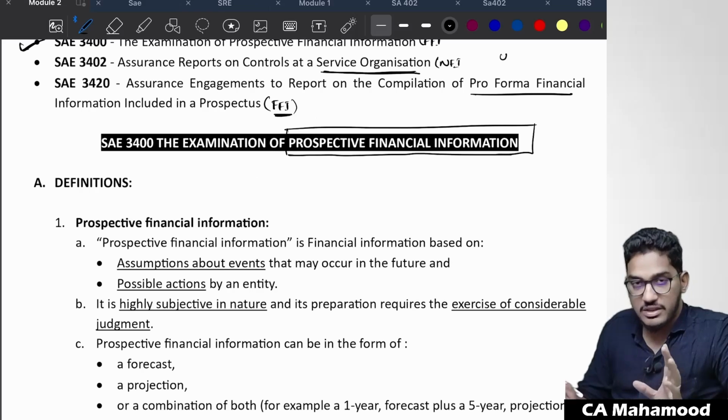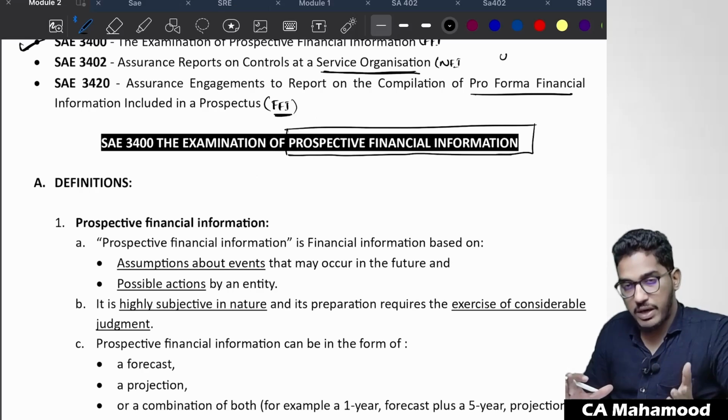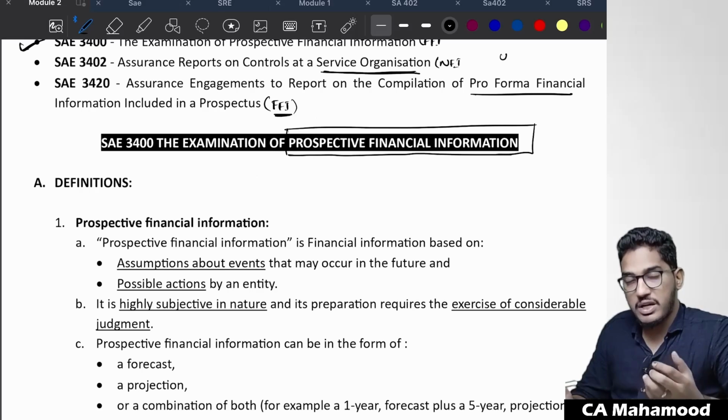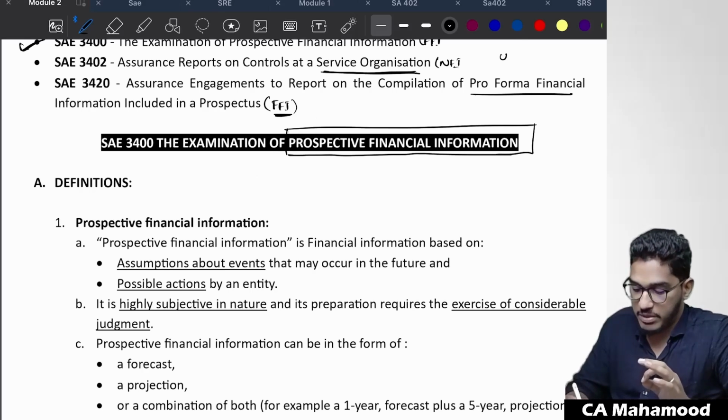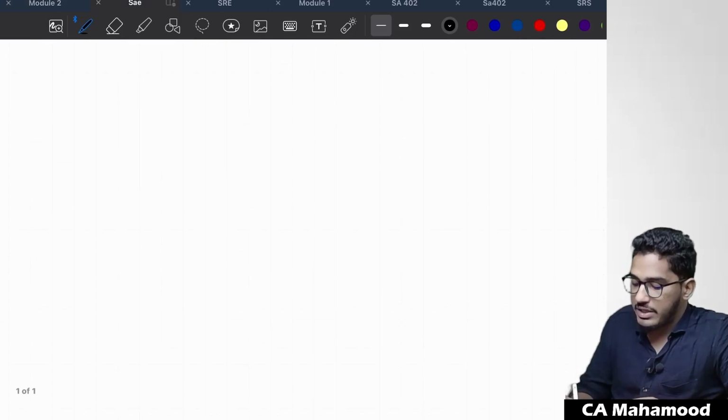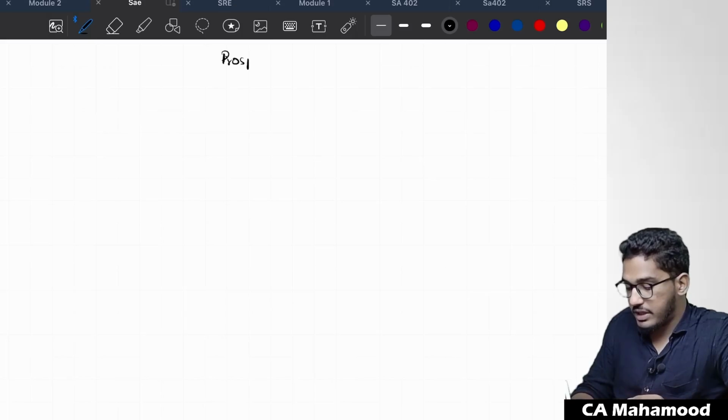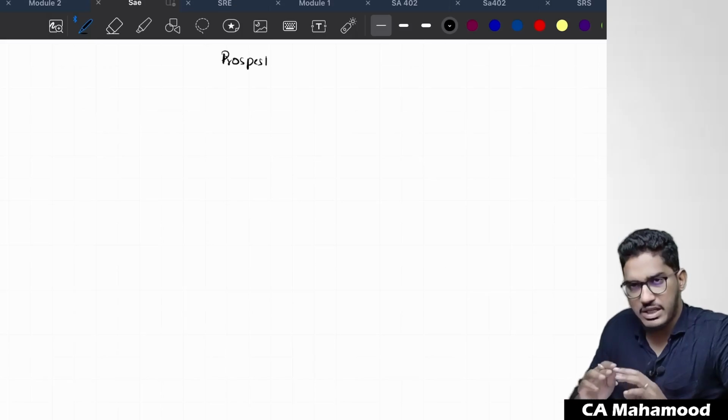So this standard is basically about, if as a chartered accountant in practice, you are called upon by a client to verify their future financial information and give an opinion on that future financial information, then SAE 3400 will become applicable. But for that, we need to understand what is prospective financial information. Let us try to understand that. We'll take it up slowly.